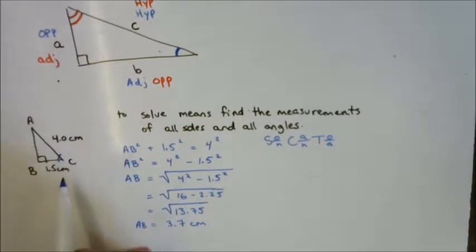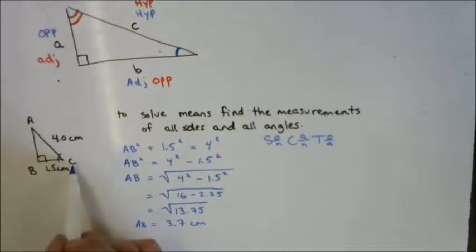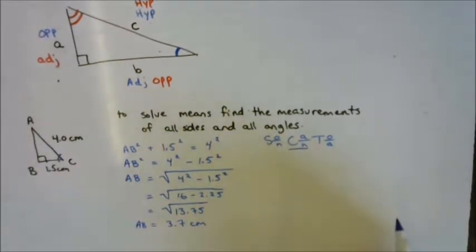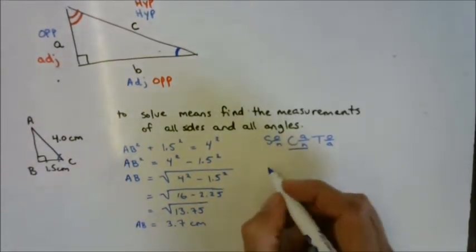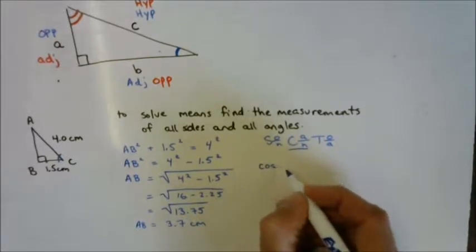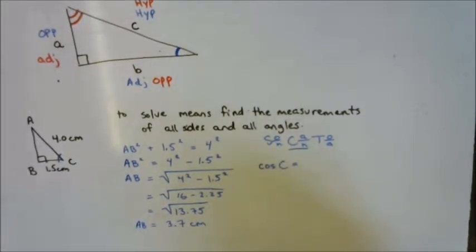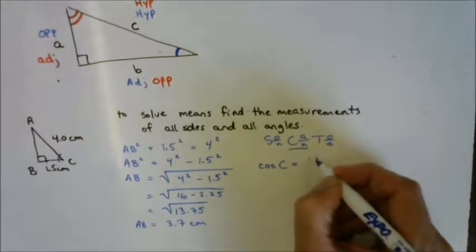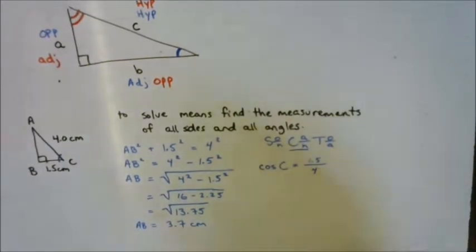If I'm looking for angle C, I don't want to use the side length that I figured out because it might be wrong and it's at best an approximation because I converted it into a decimal. So with regard to angle C, I have adjacent and hypotenuse. Adjacent and hypotenuse tells me that I'm going to be using cosine. Here's how you use the primary trigonometric ratios. This tells me that the cosine of C is equal to the ratio 1.5 over 4.